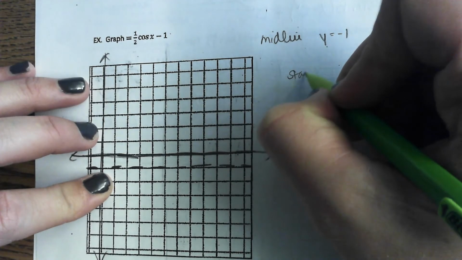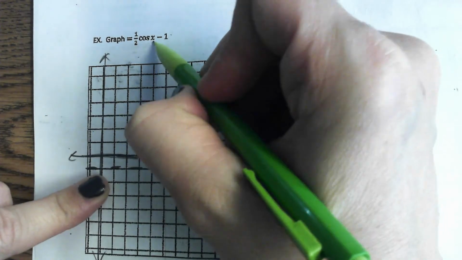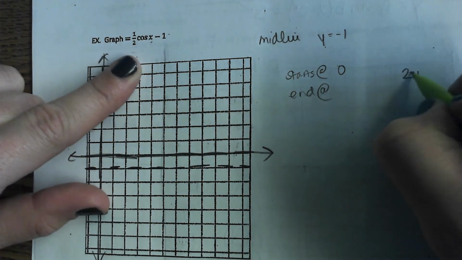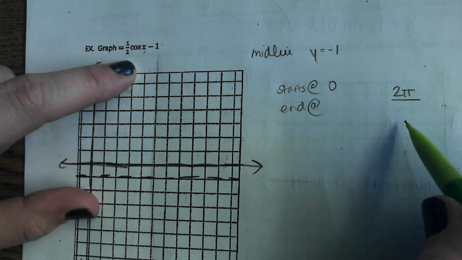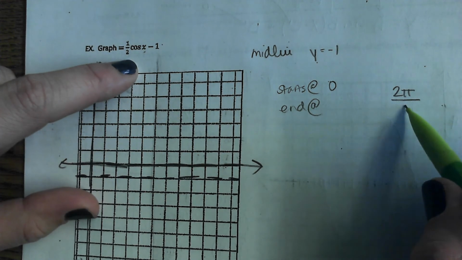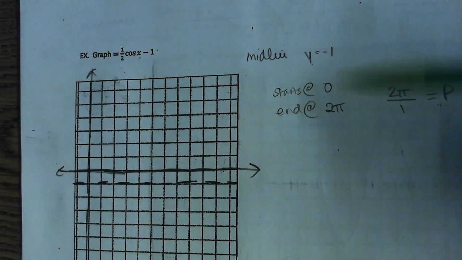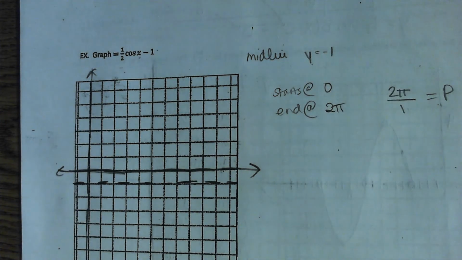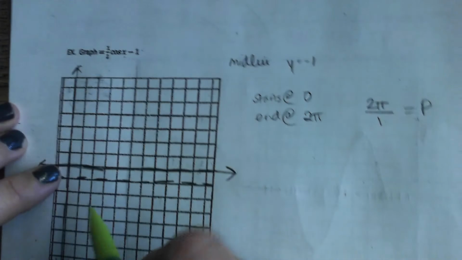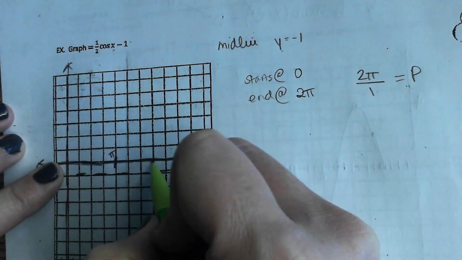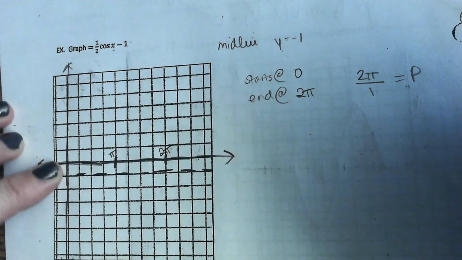We're starting at 0 because there's no phase shift. And we're going to end a period later at 2 pi over, what's our b value? 1. So we're going to end at 2 pi. And so if I want to take 0 to 2 pi and cut it into fourths, I maybe should count by pi/4, just to make my life easier. So 1 pi/4, 2 pi/4, 3 pi/4, 4 pi/4, 5, 6, 7, 8 pi over 4, which will be 2 pi.